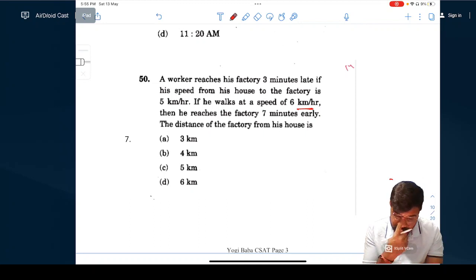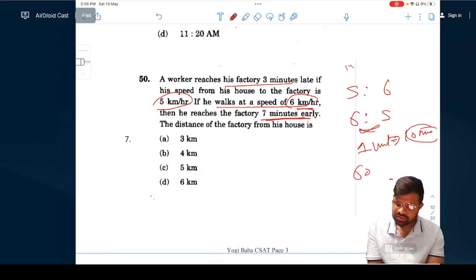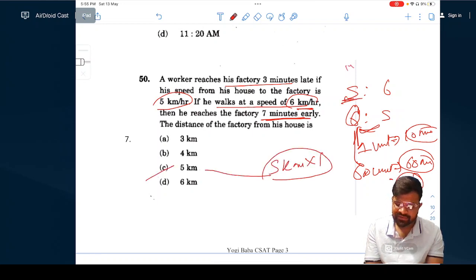Now see, a worker reaches his factory 3 minutes late if his speed is 5 km per hour. He walks at 6 km per hour, 7 minutes early. So the ratio of speed is 5:6, so the ratio of time will be 6:5. And this one unit is given as 7 plus 3, 10 minutes. So 6 units will be 60 minutes, which means 1 hour. So the time difference is 1 hour and the speed is 5 km per hour. So 5 km per hour into 1, that means 5 km will be the answer.